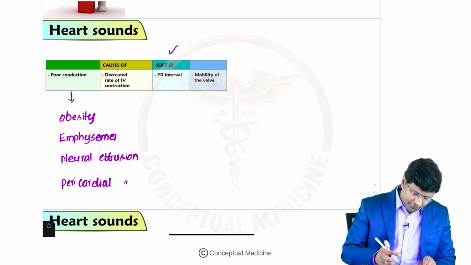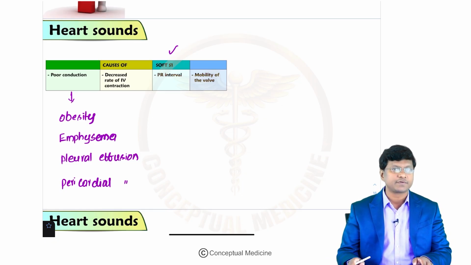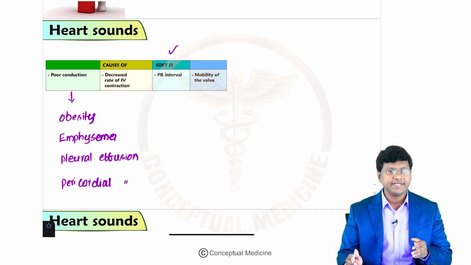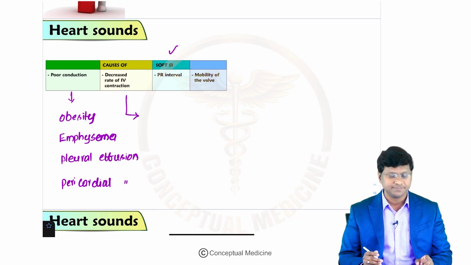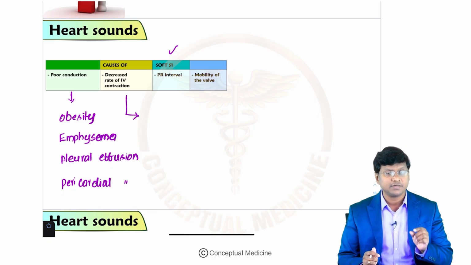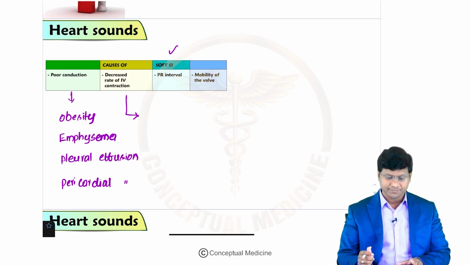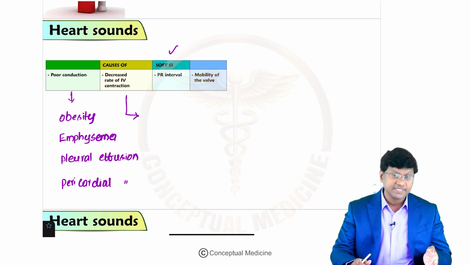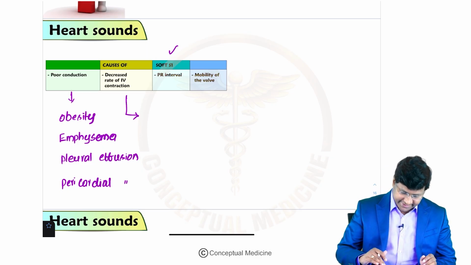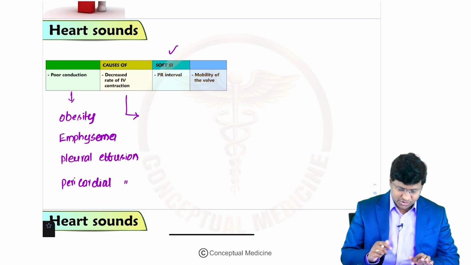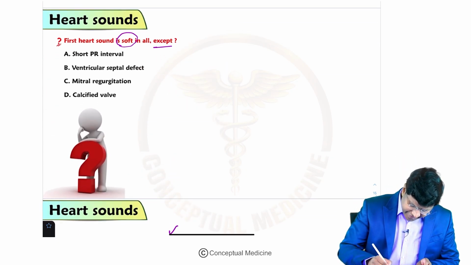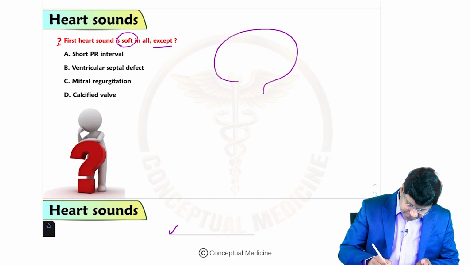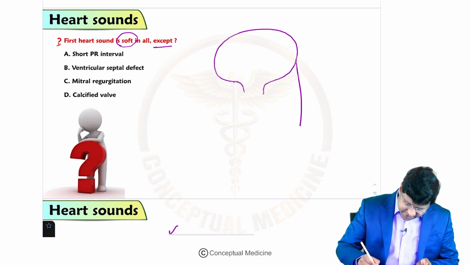Next, wherever there is a decreased rate of LV contraction, whenever there is a decrease in the rate of LV contraction, you will have a soft S1. I will explain. First of all, I should have explained the mechanism of the first heart sound. Then later on, I will explain the etiologies causing soft S1. So we will take up the left-sided structures.